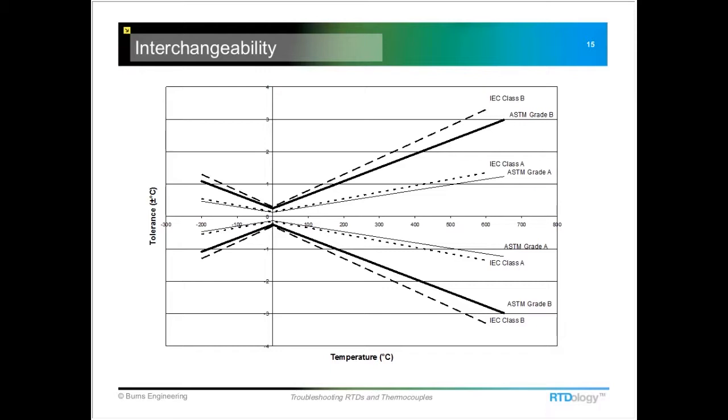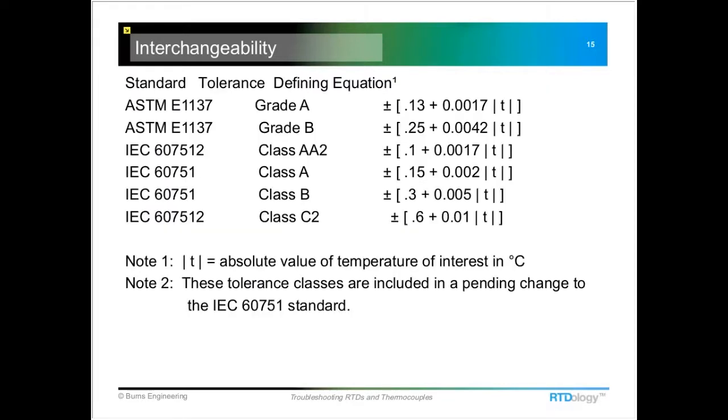Those tolerances are governed by two standards, the IEC and the ASTM standards. This shows it in graphical format, which is probably not too useful. The biggest thing you get out of this is that right at 0 degrees C is where the tightest tolerance is, and it's where all the manufacturers adjust the probes. As you move away from there, the tolerances get bigger, and those tolerances can be calculated using these equations.